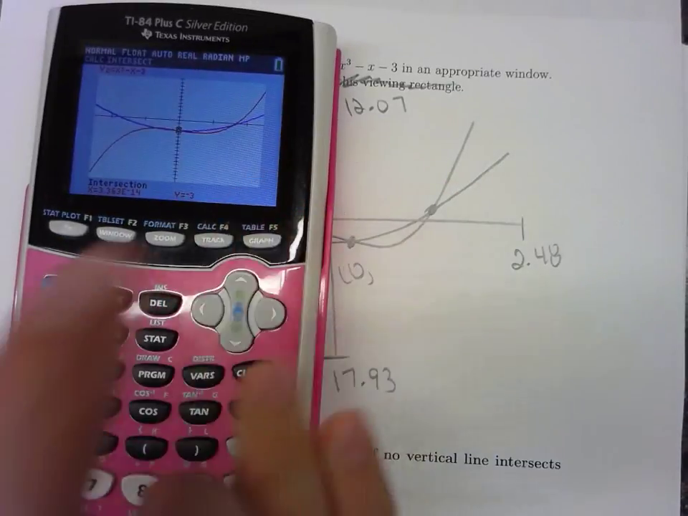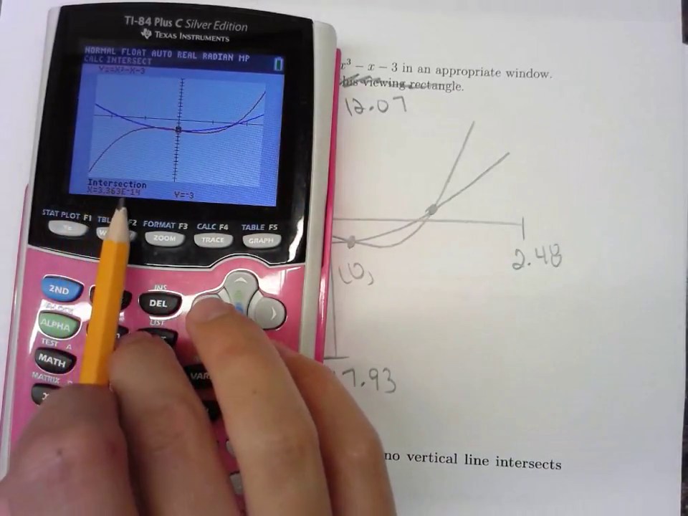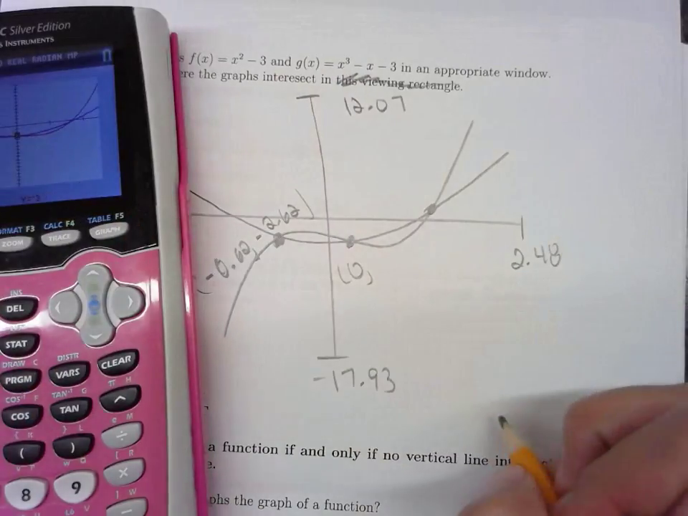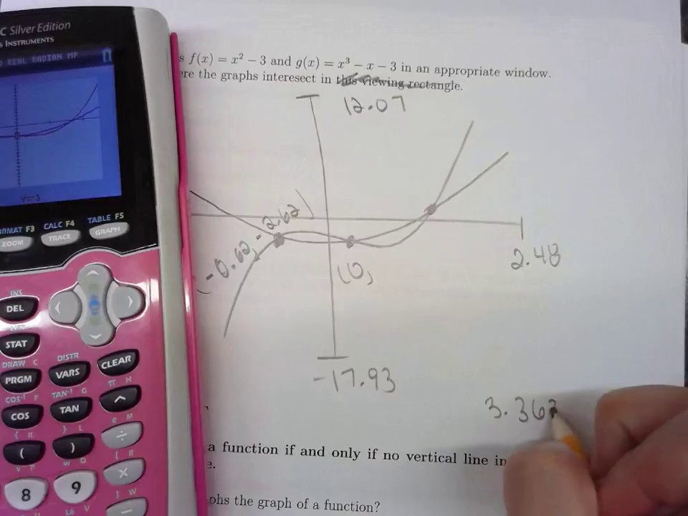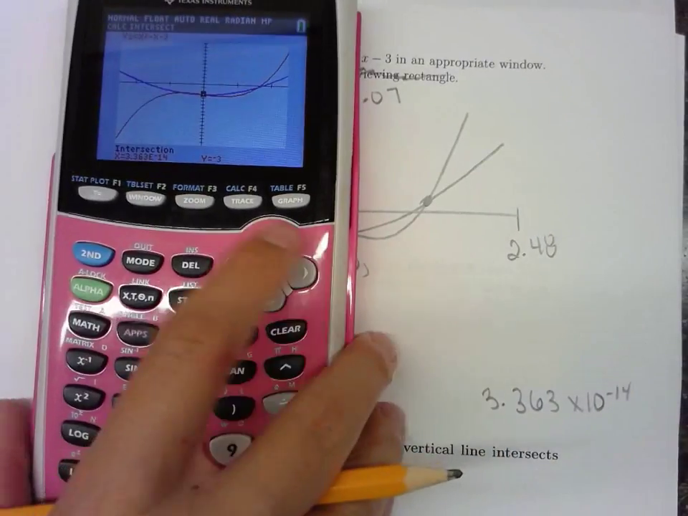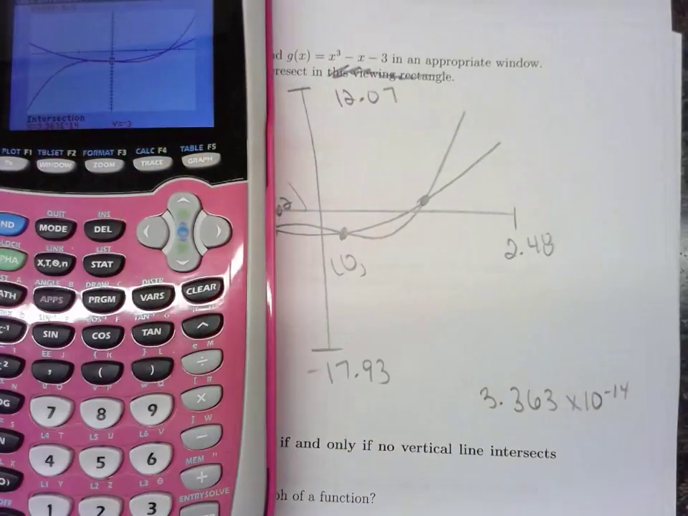Okay, this number here is 3.363e, which means 10 to the negative 14th. So that means you would write 3.363 times 10 to the negative 14th, which your number again in your calculator will probably be different. It might even bring up 0.